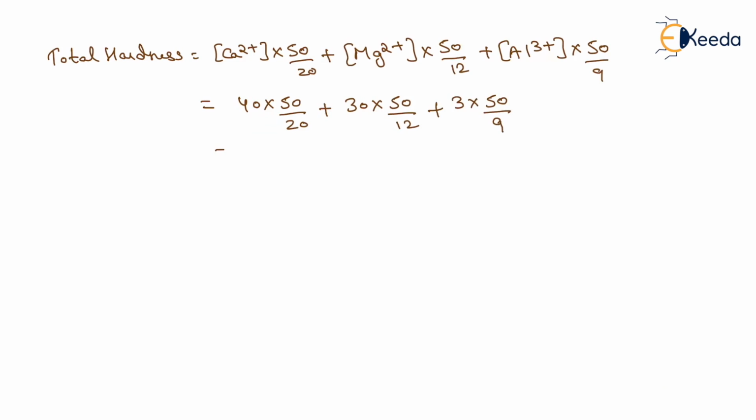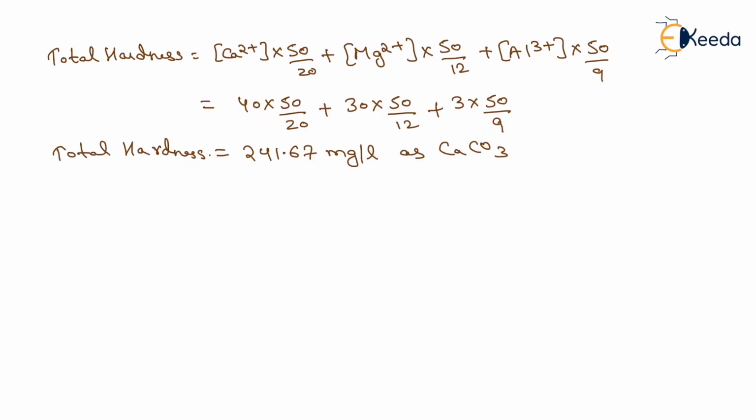So the total hardness will be equal to 241.67 milligram per liter as CaCO3. So we have determined the value of total hardness, which is 241.67 milligram per liter as CaCO3. Now we need to find the value of alkalinity. For alkalinity, we need to find the concentration of CO3 2-, HCO3- and OH-.